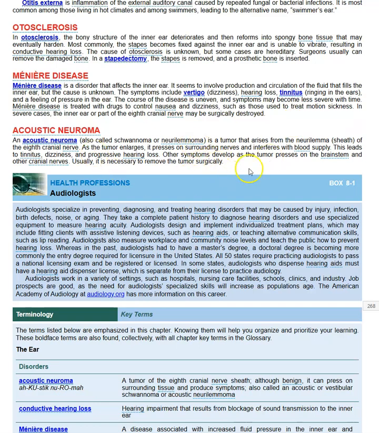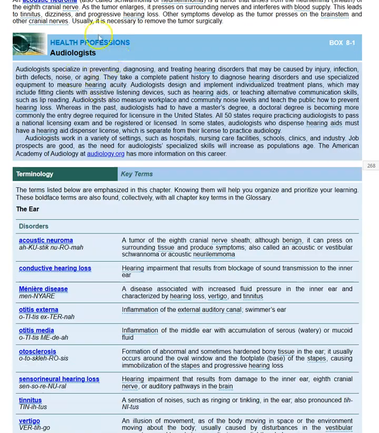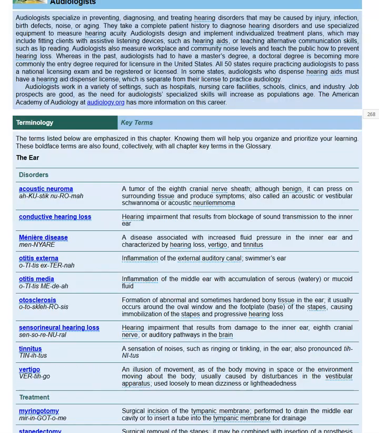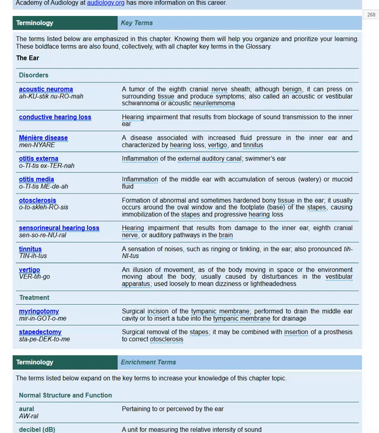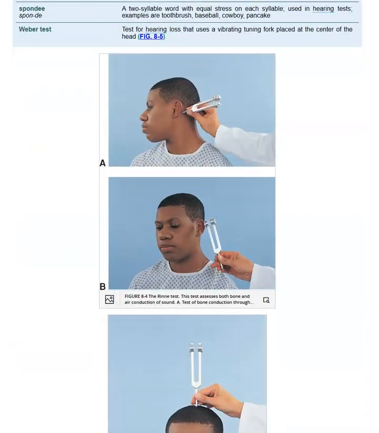Meniere's disease is where people suffer from severe vertigo and dizziness. Acoustic neuroma is a tumor. This is what I was just referring to. If somebody has a sudden loss of hearing, we need to have that evaluated. Audiologists are great assets in the healthcare system. They perform the hearing test for anybody who's having trouble. Usually that's done in an ENT's office, an ear, nose, and throat doctor's office. So here are those disorders listed, with the terminology and key terms, the definitions, if you will. Here's more terminology. I'll let you read that.